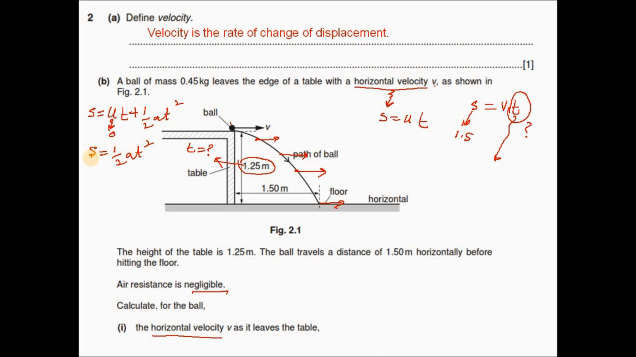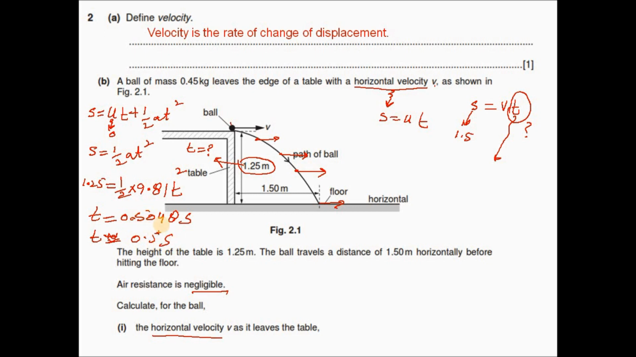In this equation, this s must be the vertical height, not the horizontal distance. So this s is 1.25 = ½ × a, where a is acceleration due to gravity, which is 9.81. As the ball is falling down, we take it positive, × t². Clearly you can see that we can find t from this equation. You just simplify, make t the subject of this equation, and then you can figure out t is equal to 0.5048 second, or if you round it off approximately, it is 0.5.